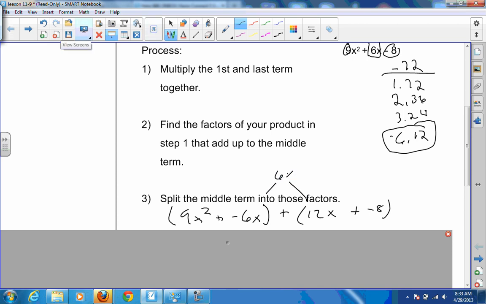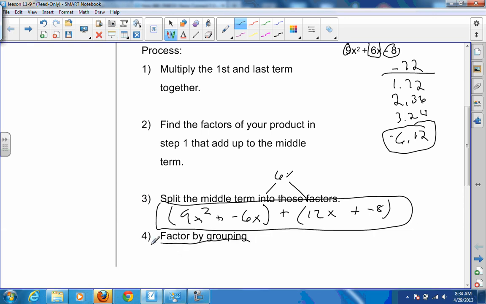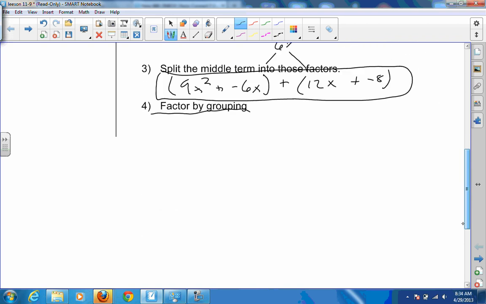And now my last step is, after I split that, I have to rewrite the whole thing as you see here, okay? Now this should look familiar because we learned how to factor things like this earlier. I got 4 terms. You should know from now that we're going to finish this off by factoring by grouping. Okay, so you've just created a situation where now we can go back and do something that we've already learned. So we're going to factor this by grouping.